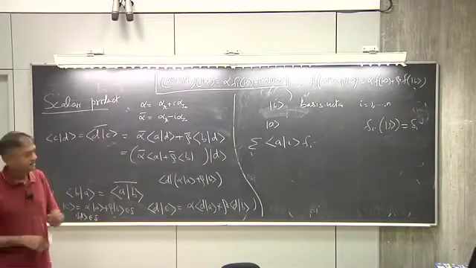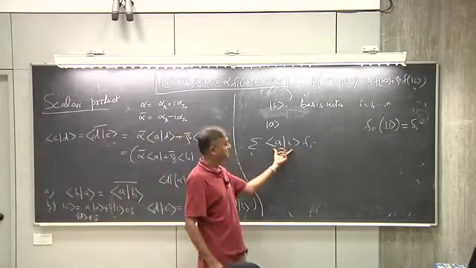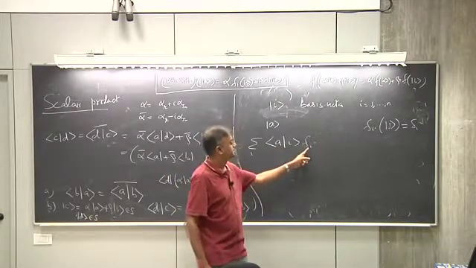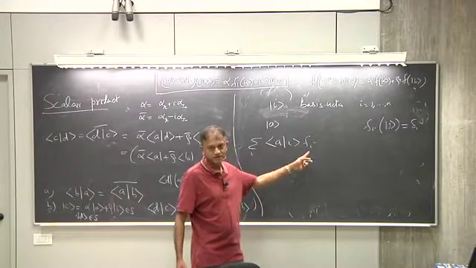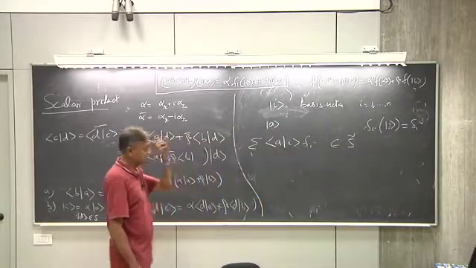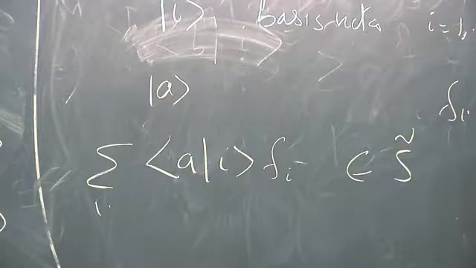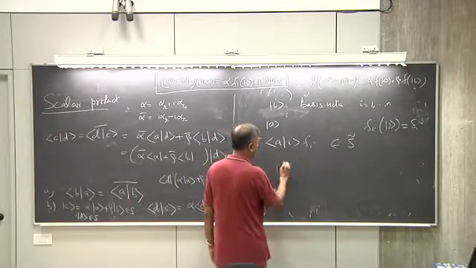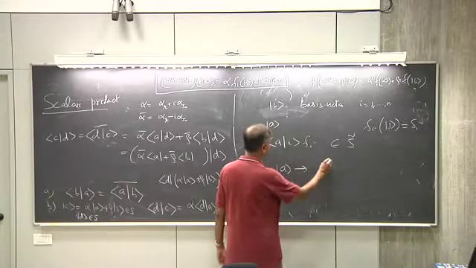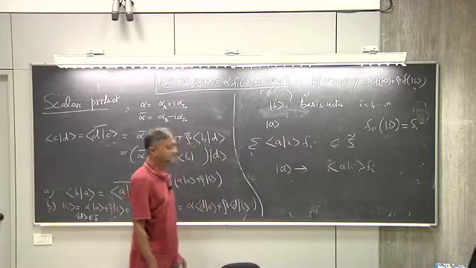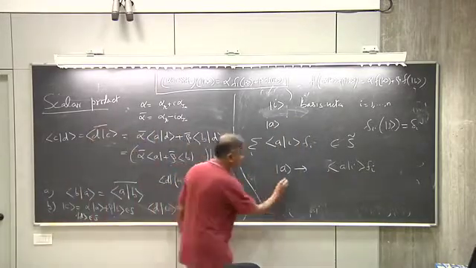This is a linear function. This is an element of S tilde, because these are just complex numbers, and these are linear functions, so a sum of linear functions belongs to S tilde. And what I can do is define a map: A is mapped to this combination of F_i. This is a map from S to S tilde.